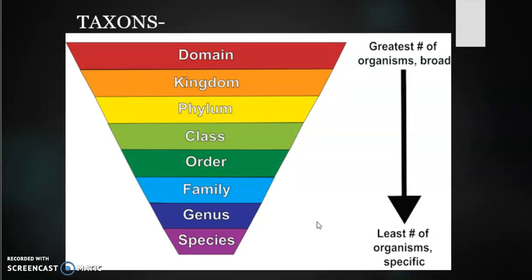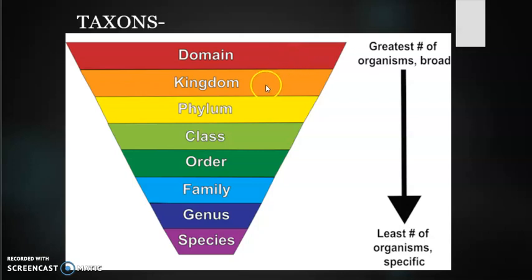So when you're talking about taxonomy, you're looking at different levels of classification, and each of those levels represents a taxon. So these are the different taxa, or different taxonomic levels. The broadest one would be the domain, and the domain is going to have the greatest number of organisms in it. For example, there's a domain called Eukarya, and every single organism on Earth that has a true nucleus would be in the domain Eukarya. So that's a whole lot of organisms.